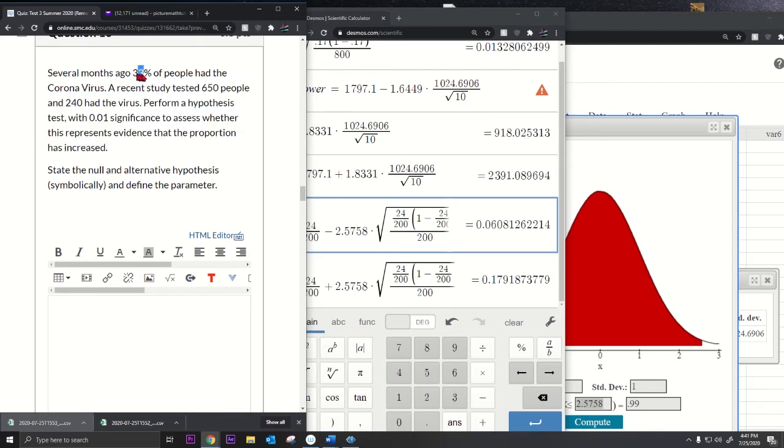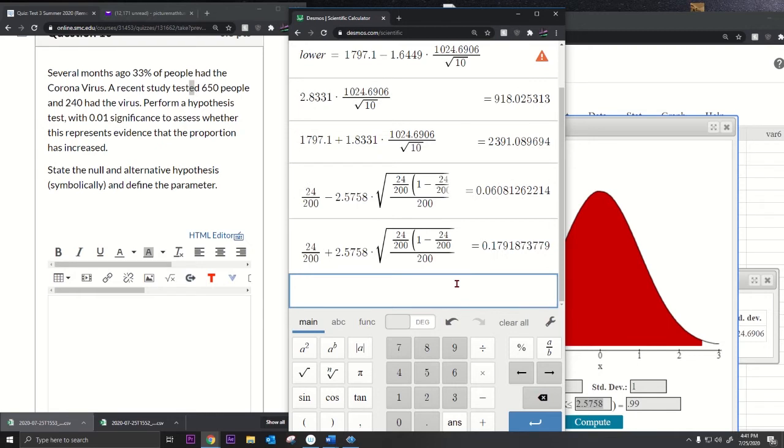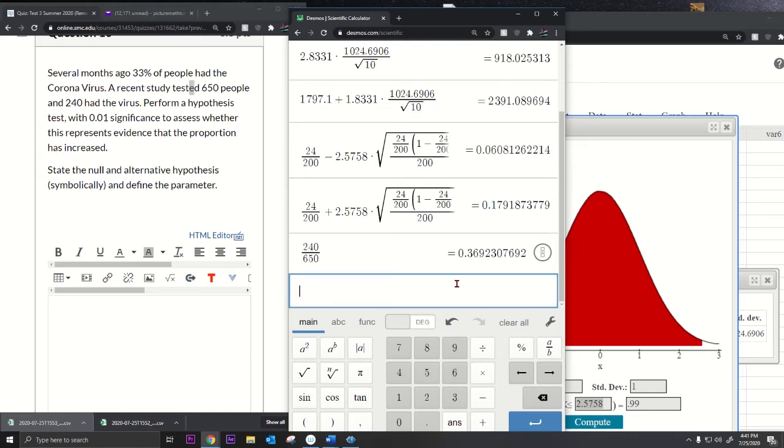So 7 months ago it was 33% with the coronavirus, and then a recent study we got that. So by the way, I'm just curious, what is, come on, this is not cooperating again. Why not? There we go. What is, let's see, 240 divided by 650? That's 37%. So that's an increase.